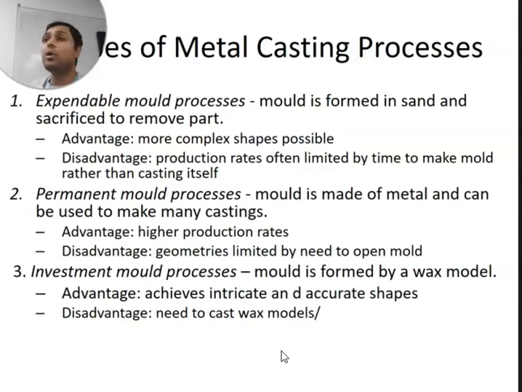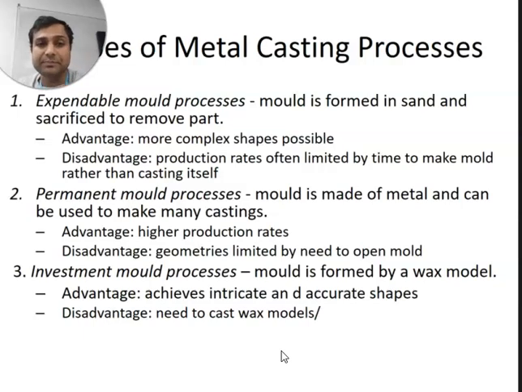The advantage is you can form more complex shapes. Another advantage, you can use the sand again and again and again. And the molasses from the sugarcane industry is actually a kind of raw material which they have to throw away, which the casting industry uses. The disadvantage is it's a slow process. The production rate is limited, not very fast. And one other thing is the surface finish is not very good.